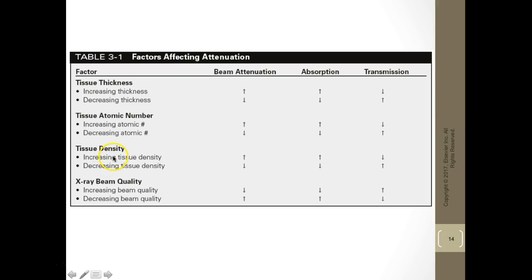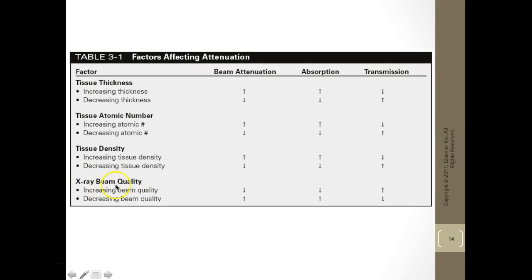So same goes for tissue density. If you increase the tissue density, you increase beam attenuation, increase absorption, and decrease transmission. And a decrease in tissue density decreases your beam attenuation, decreases absorption, and increases transmission.